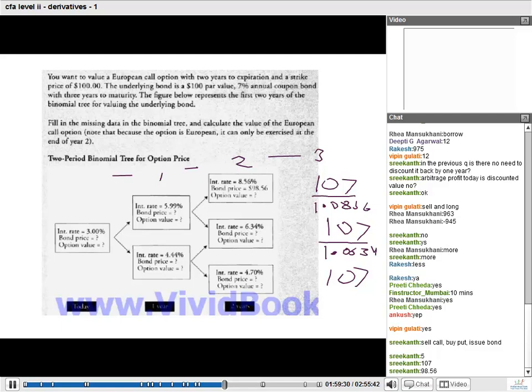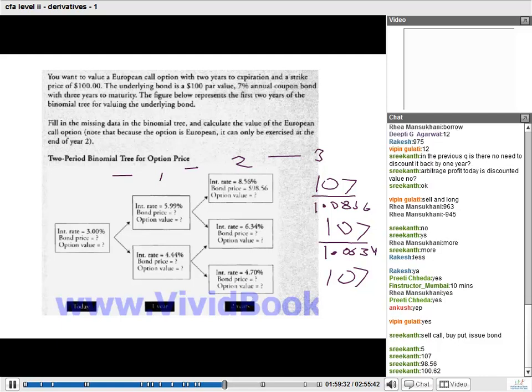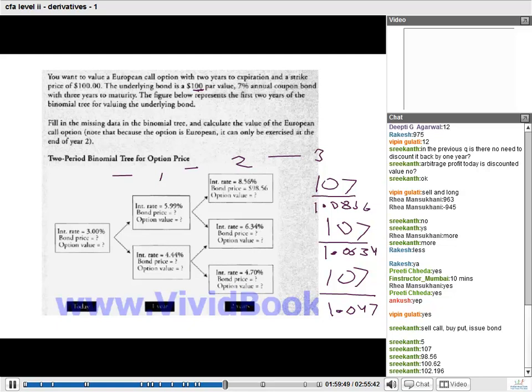If the interest rates have moved down to 4.7%, then the value of the bond will be 107 upon 1.047. So here it comes out to be 100.62. The strike price of the option is $100.